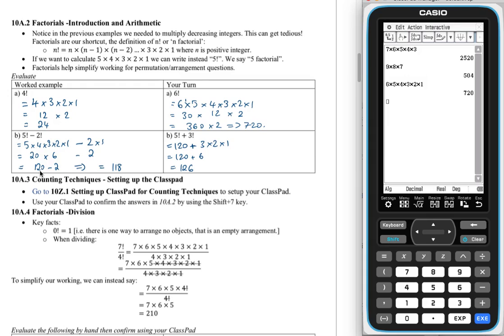So there we go. We've just completed our first part of factorials, adding and subtracting them, and we'll move on to setting up our ClassPad to help with our counting techniques.